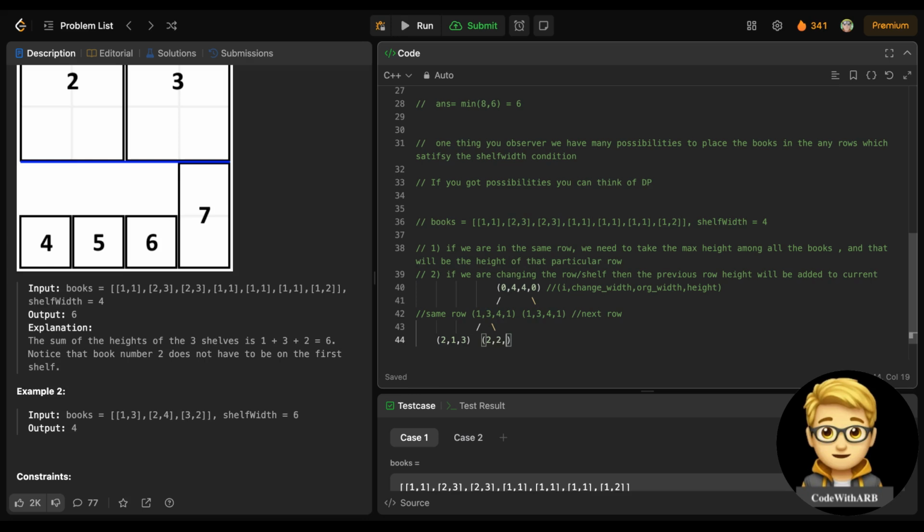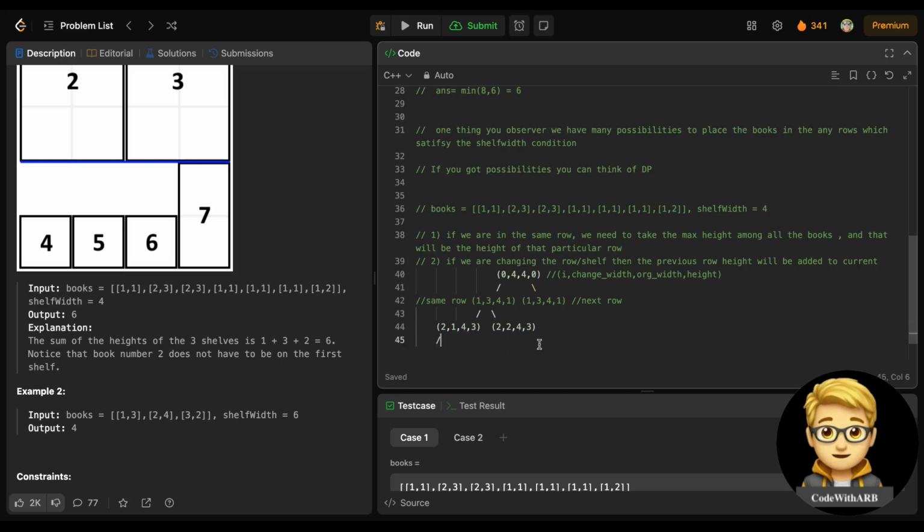And the original width will be 4, and the height will not be 1, the height will be this 3, right? Why 3? Not matching with this one, but this is the next row, so the height will be 3 according to that. The same goes for this, the same goes for this.